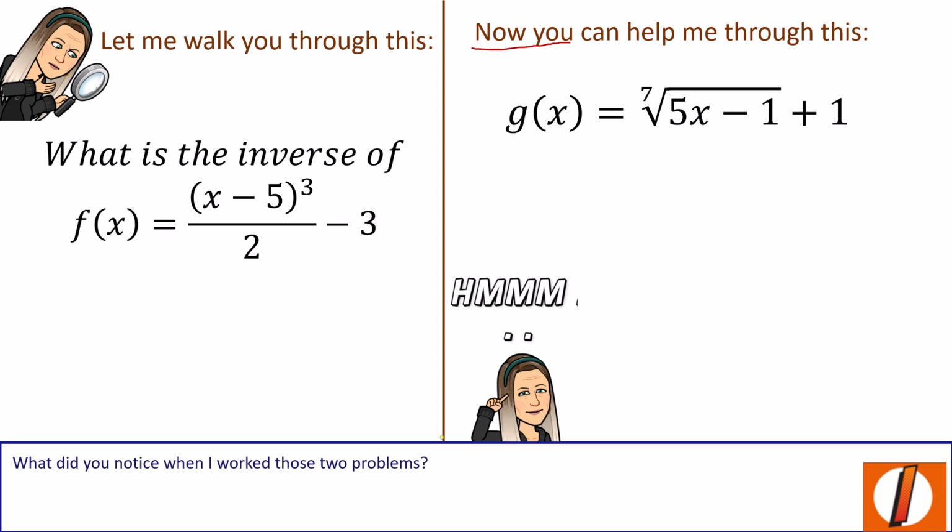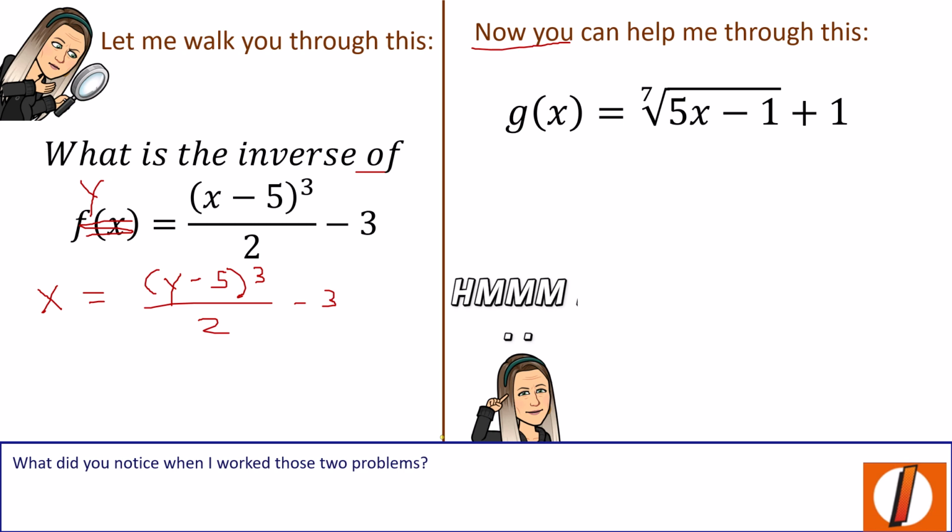We want to know the inverse of this function. So step 1, we replace f of x with y. All right, step number 2, we're going to swap the x's and the y's. So this is going to be x equals y minus 5 to the third power over 2 minus 3.